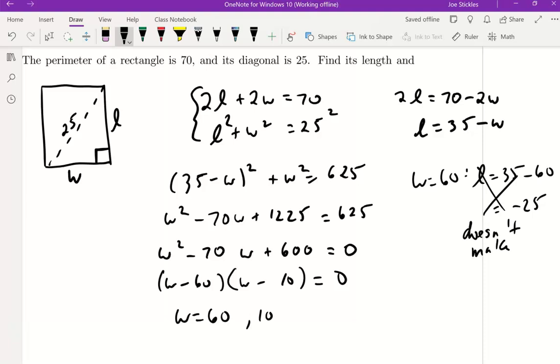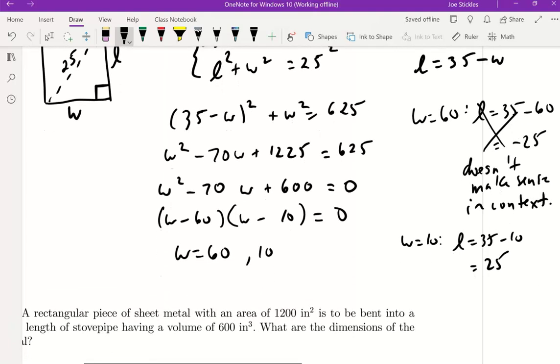So this one doesn't make sense in the context of the problem, so throw that one out. So now do the other one. W equals 10. You get 25. So our length is 25, and the width is 10.